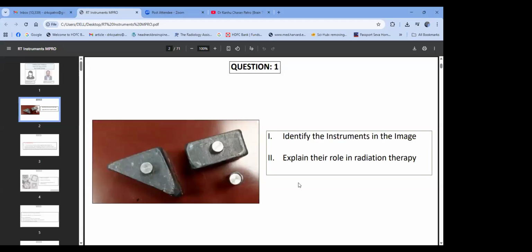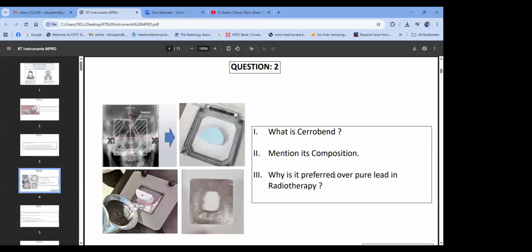Other than lead, what other shielding blocks are used in radiotherapy? So this is a lead shielding block, sir. Other than lead, we can use custom blocks made out of Cerrobend, sir. Because the melting point of lead is 327 degrees Celsius, it is difficult to mold into custom blocks. So we add other metals to lead and make an alloy to bring the melting point to a lower temperature so that we can mold them and make custom blocks out of them, sir.